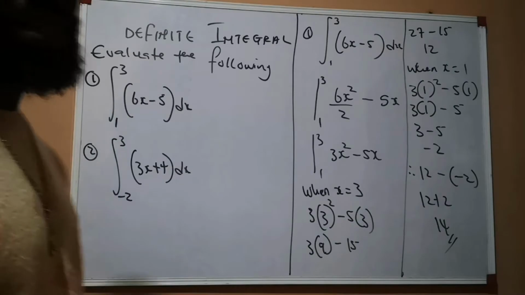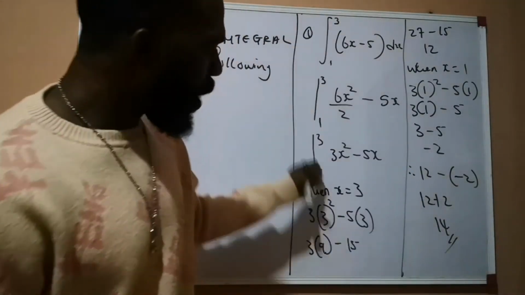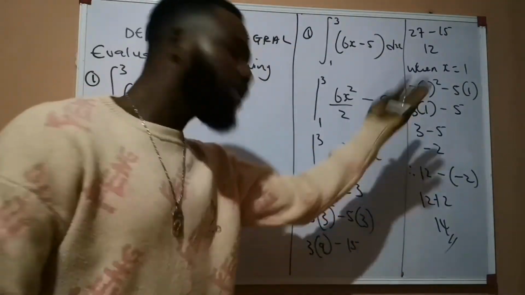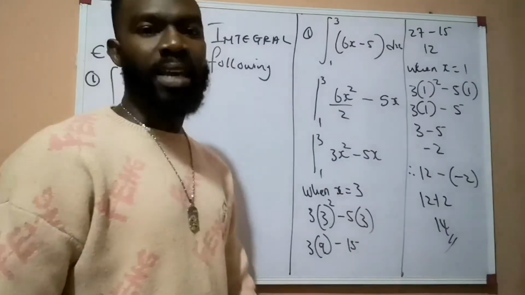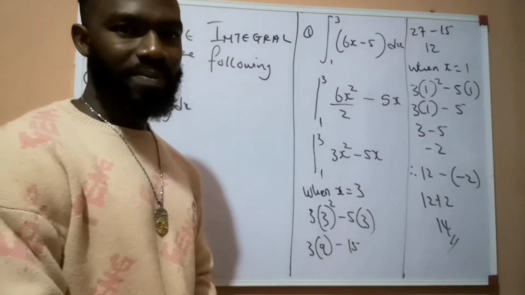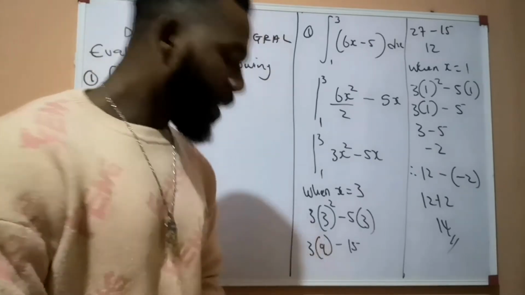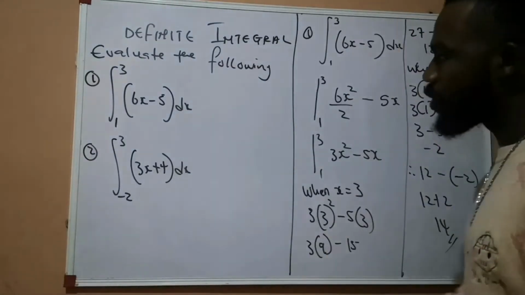It is as simple as this. First, integrate, and when you are done integrating, make use of the limits. And when you have gotten your answers for your limits, subtract the answers. That is it. Okay, now let us go to question number 2.